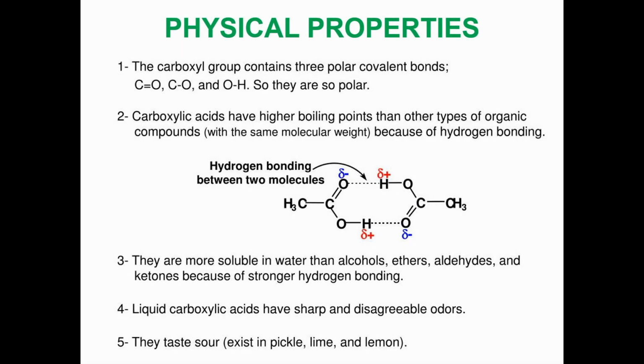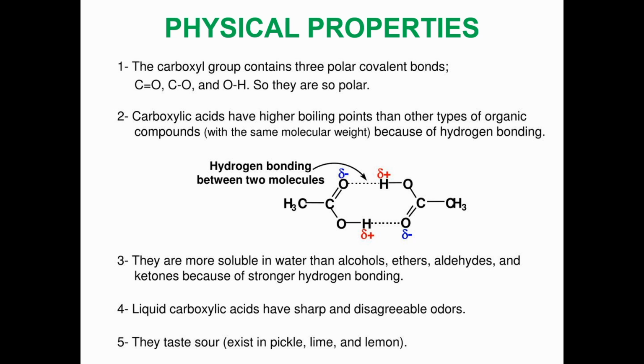Physical properties of carboxylic acid. The carboxyl group contains three polar covalent bonds, which are the carbonyl C=O, the C-O that is available in ether, and the hydroxyl group. So these are the three polar covalent bonds in the carboxyl functional group. Carboxylic acid can have both inter and intramolecular hydrogen bonding. So it has strong hydrogen bonding.